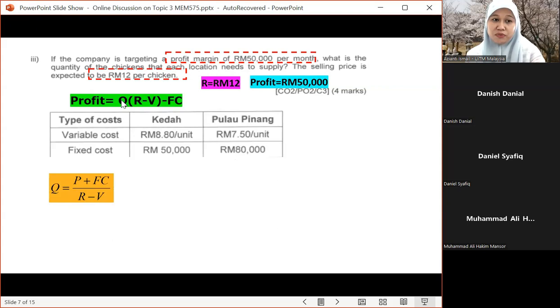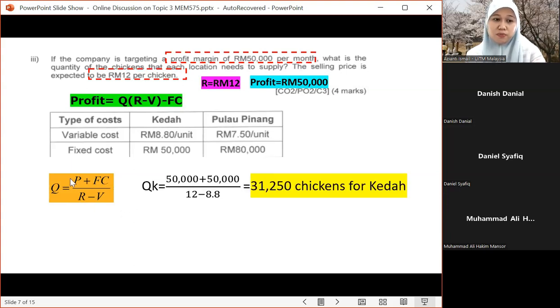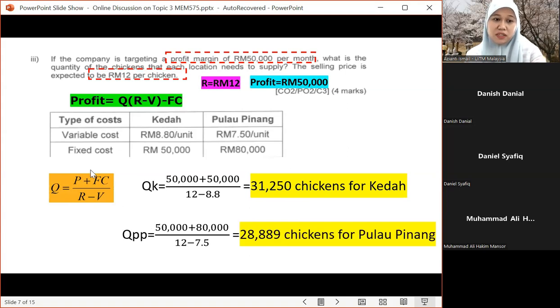So when we want to find Q, we rearrange the variables, then we get Q equal to profit plus fixed cost over R minus variable cost. So we do Kedah first, QK, I call it. Profit 50,000, fixed cost 50,000, selling price 12 ringgit minus variable cost 8.8. So we get 31,250 chickens for Kedah. And we're going to do QPP: profit 50,000, fixed cost for Pulau Pinang is 80,000, divided by R, which is 12, minus variable cost for Pulau Pinang, 7.5. So we get 28,889 chickens. So does the question ask us to choose anything? No, they just want to know the quantity for both locations.